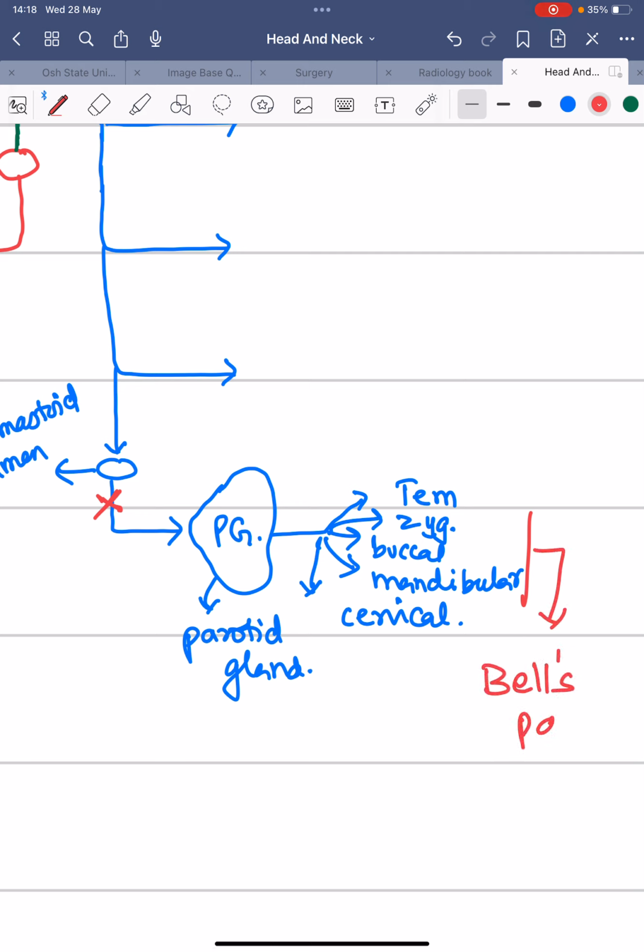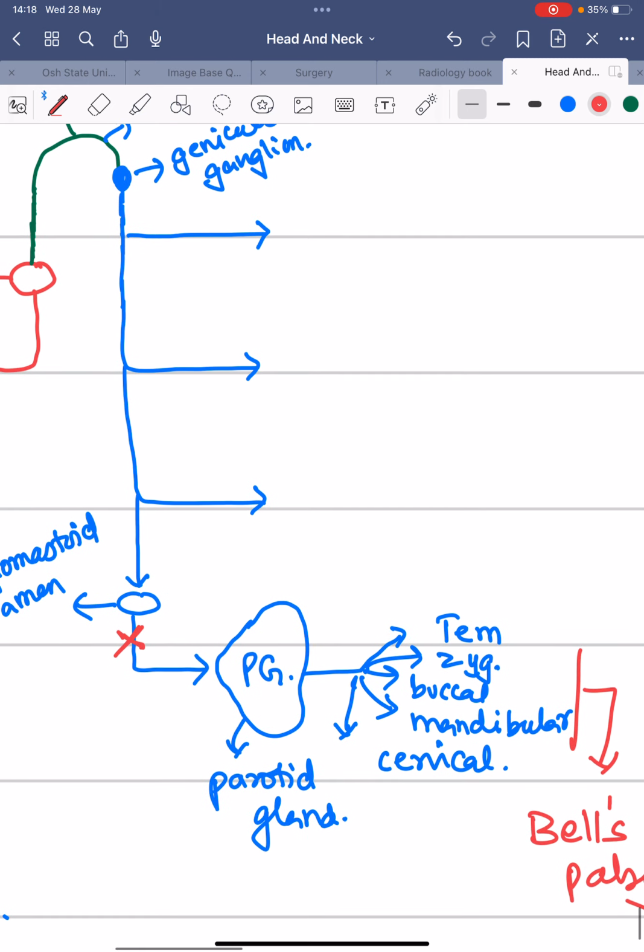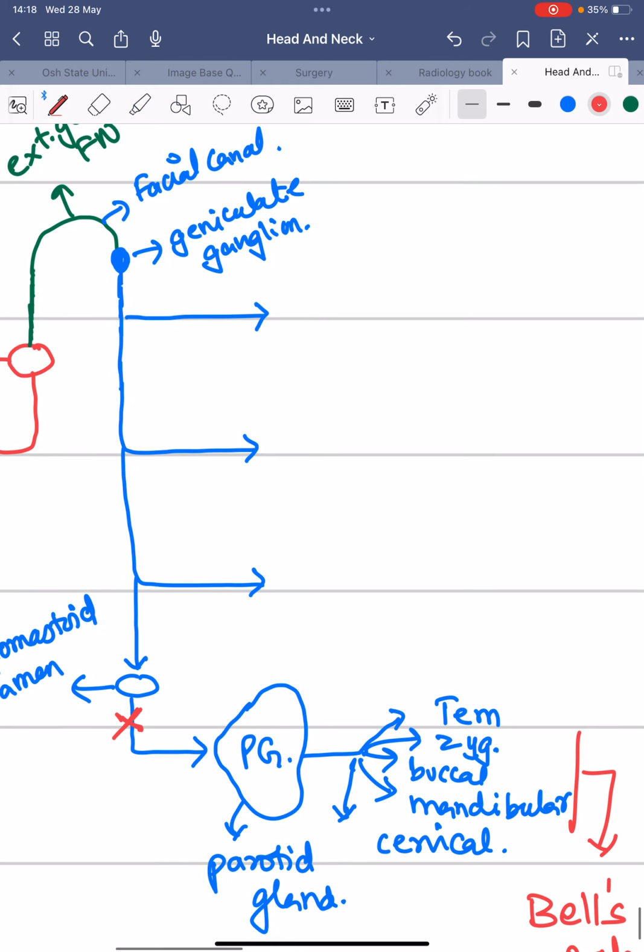Bell's palsy. The patient cannot close the eye, and there will be no wrinkles. They're on the same side, not on the opposite side. It is an infranuclear lesion. Okay, on the same side. Now, these are the 3 branches of the facial nerve.